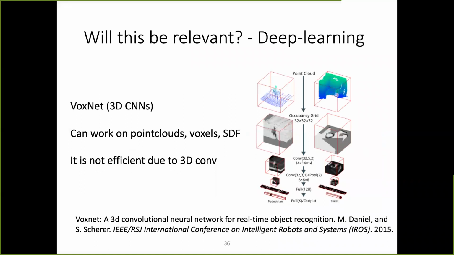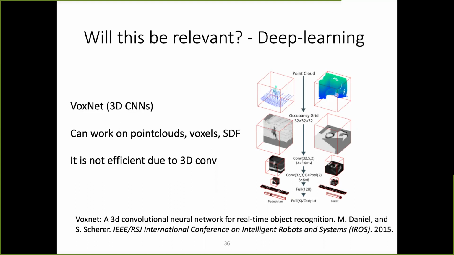Obviously, the first thing that was tried was 3D CNNs. That was tried in 2015. What they do is 3D convolution, and they just consider, for example, point clouds or voxels or signed distance fields.